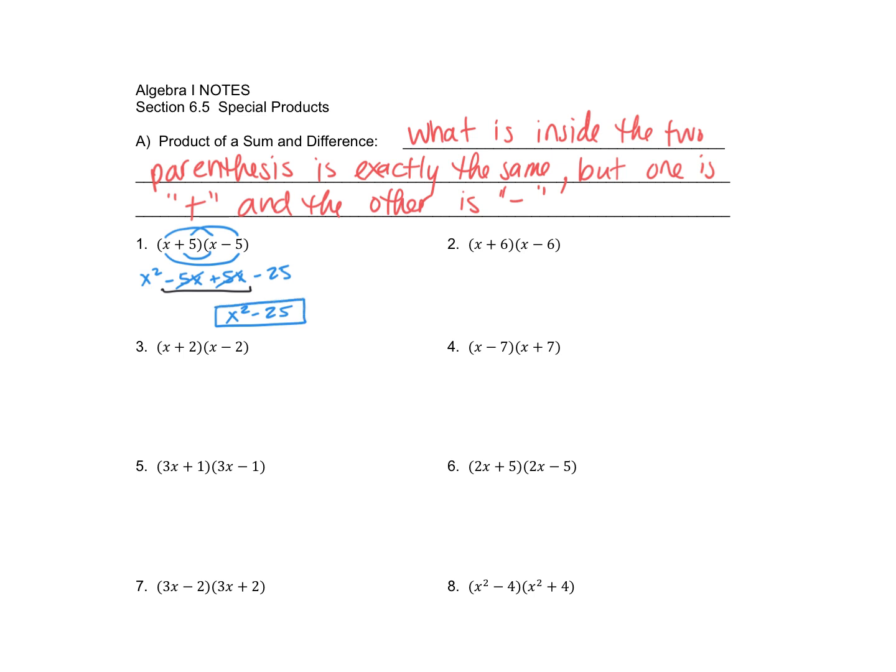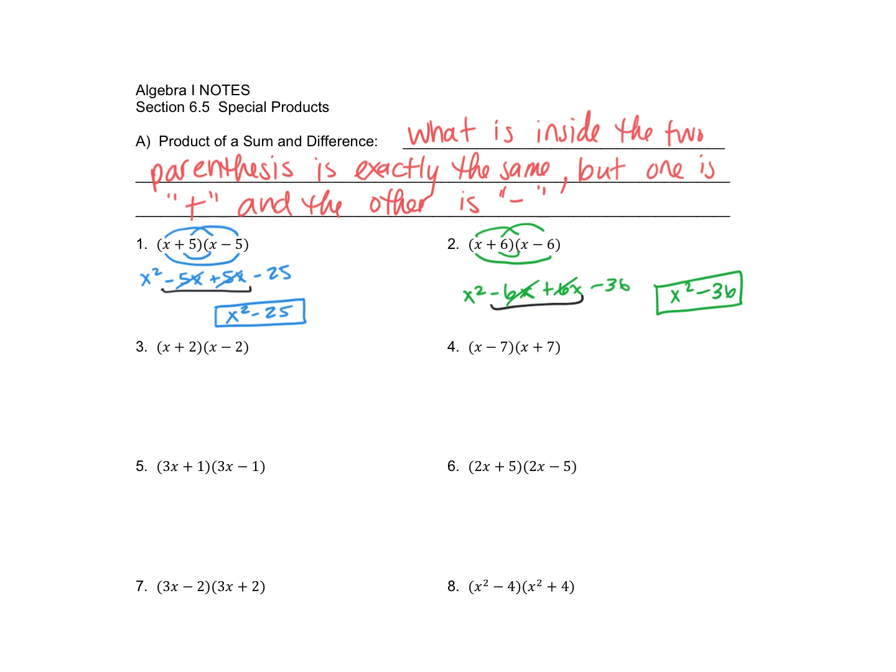Okay? So let's look at the next one. X times x is x squared. 6 times negative x is minus 6x. 6 times x is plus 6x, and 6 times negative 6 is minus 36. Again, whenever I look at my middle terms, they cancel because they're the exact same, but one's positive, one's negative. So I get x squared minus 36.